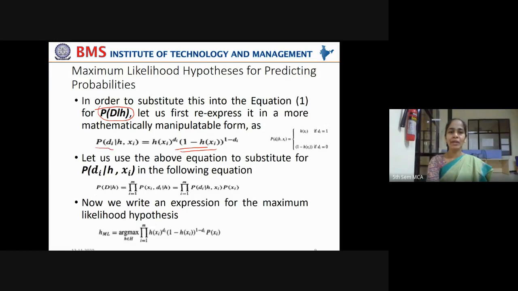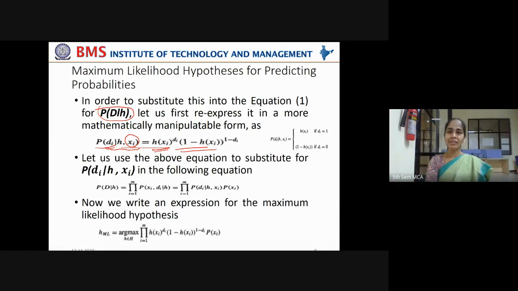P of di given h, xi. Again and again I am repeating, do not get bored. I want that terminology to be incorporated into your mind. Probability of a training instance xi, outcome di becoming 1 for the given hypothesis is equal to h of xi power di multiplied by 1 minus h of xi power 1 minus di.